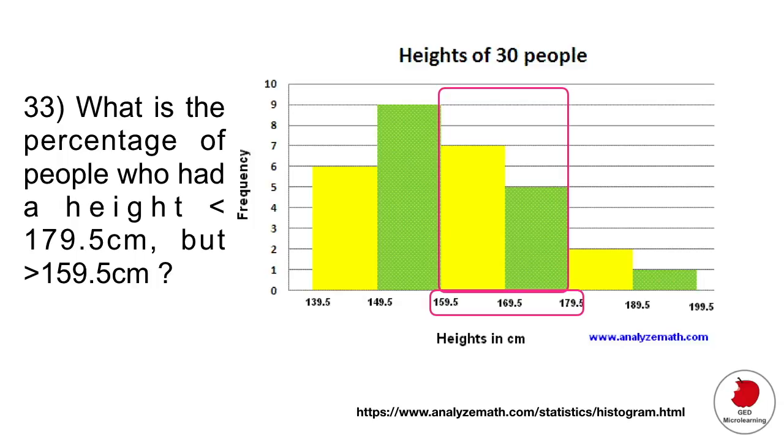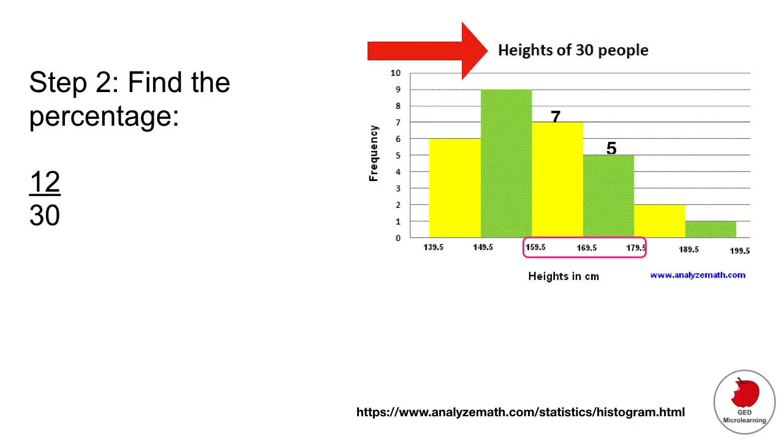And in the yellow bar, we have 7 people, and in the green bar, we have 5 people. Okay, so that's 12. The second step is to find the percentage. So they're telling you in the title that this histogram represents 30 people. Okay, so the total is 30, and you just found out the height for 12 of them.